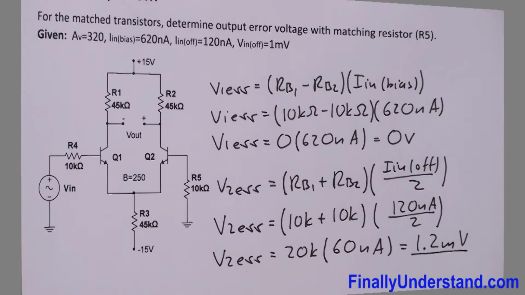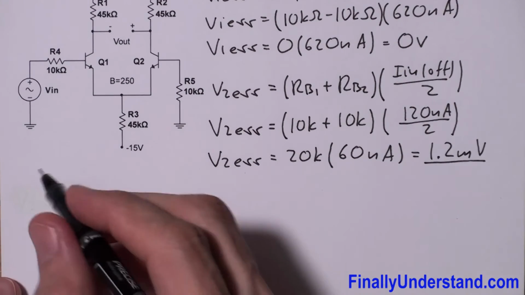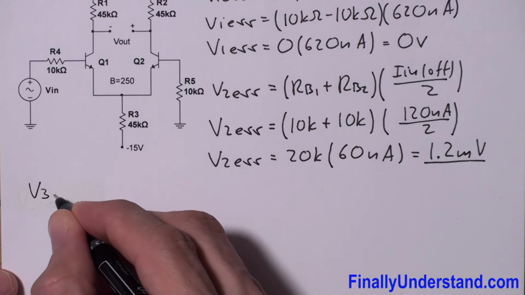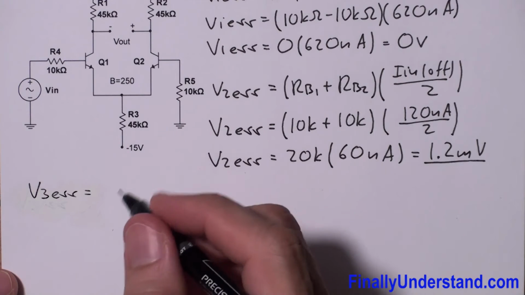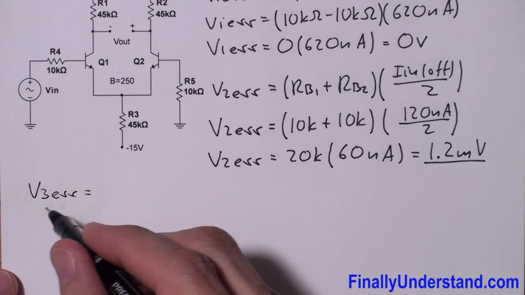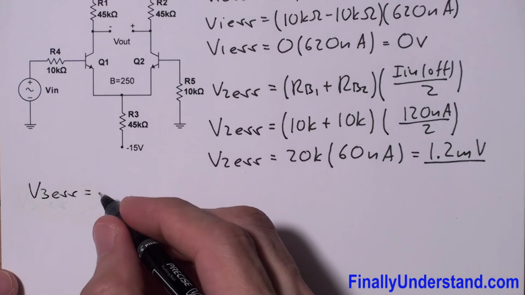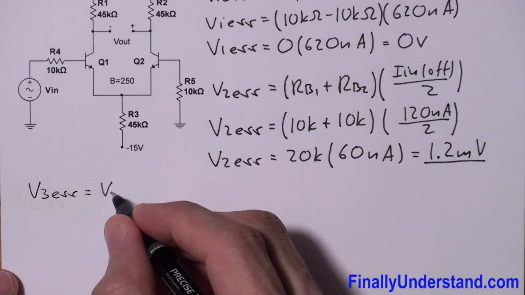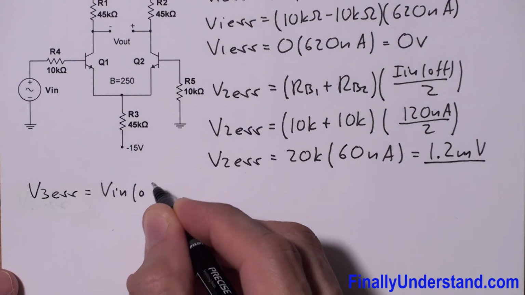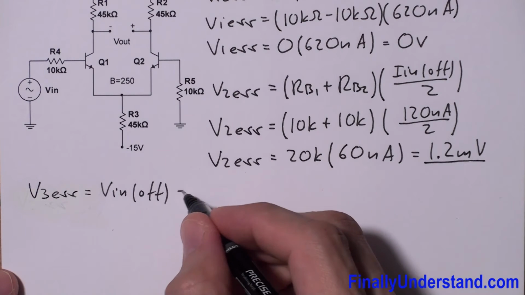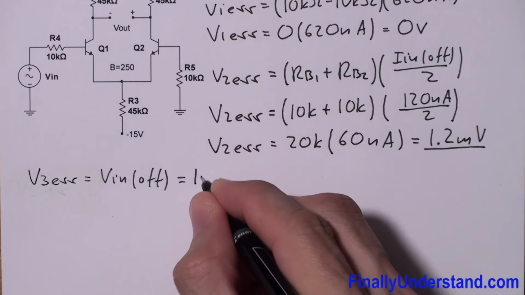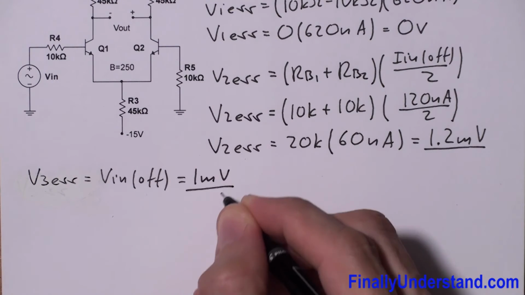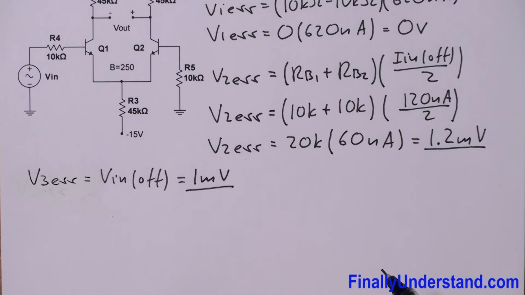Okay, next we're supposed to find V3 error. So V3 error is the input error voltage, okay, due to the input offset. So we can say that V3 error is equal to the input offset voltage, and this is given. This is equal to 1 millivolt. Okay, so I found the 3 input error voltages.